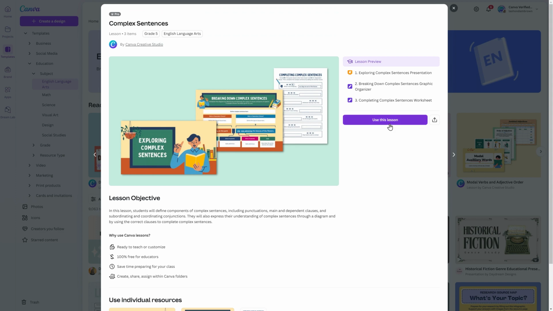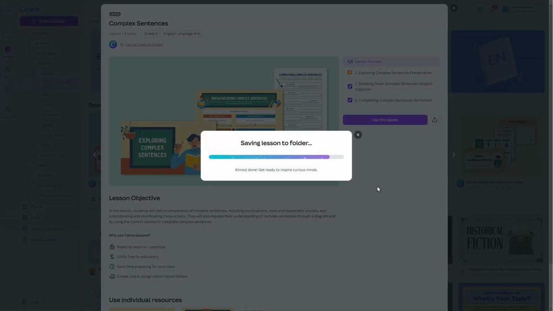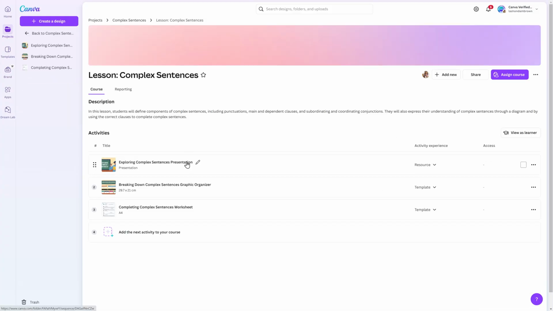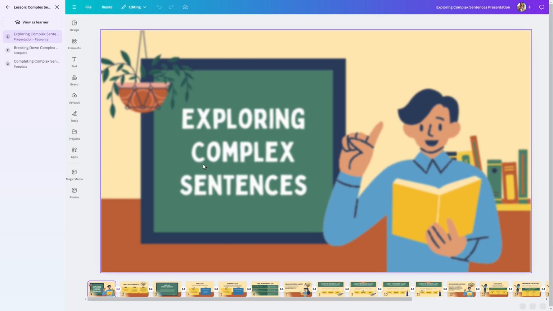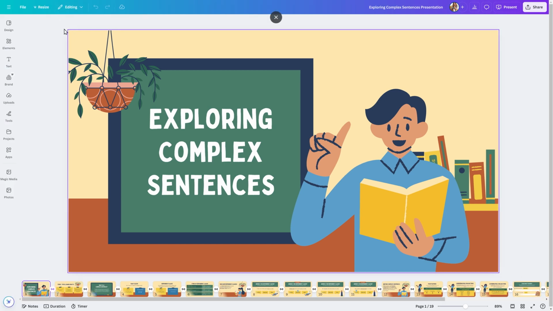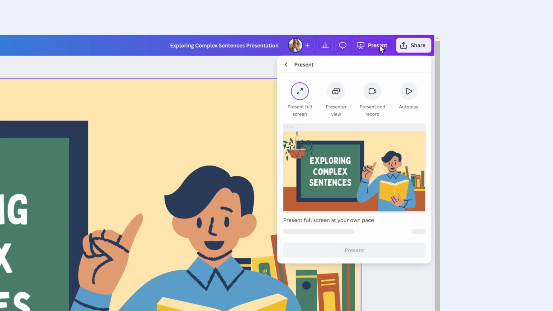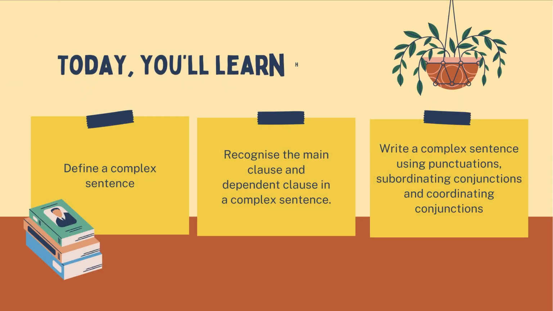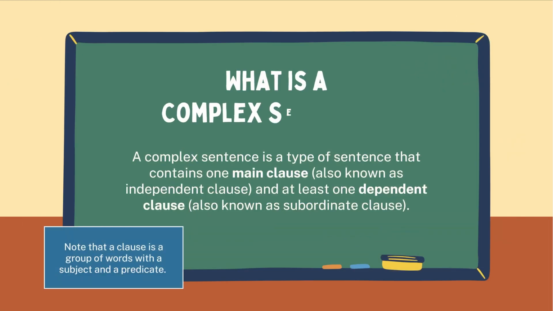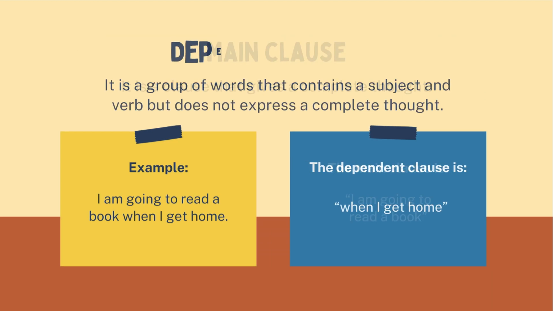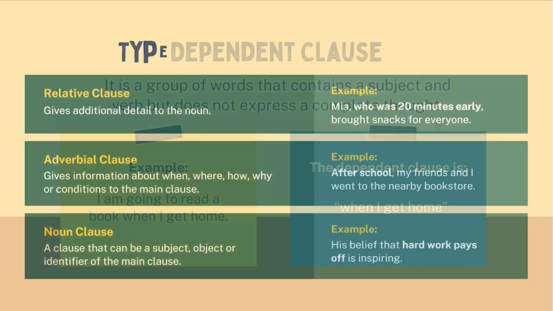So let's go ahead and click on use this lesson just to get another deep dive, and it's going to save that lesson to our folder. From there, we're going to select presentation, and that's going to open up the presentation within the design editor for Canva. We can compress the taskbar on the left-hand side by just clicking on the X, and when you're ready to present, you can just click on present in the top right-hand corner and present full screen at your own pace. So I am really excited to see how different Canva designers and Canva creators are making it easier for educators to save time while educating students from all around the world.